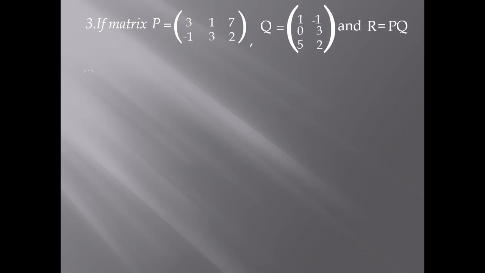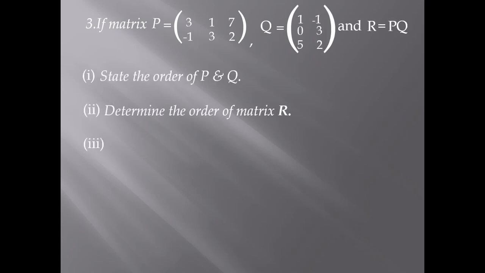We can now take the next question. We have a matrix P there, we have a matrix Q, and then we have a matrix R, which is P times Q. So we can study that question. Before we begin answering, you can try to investigate what is the order of matrix P.